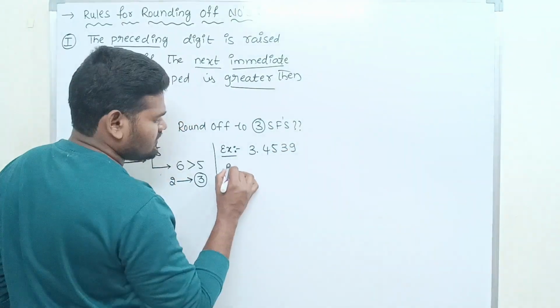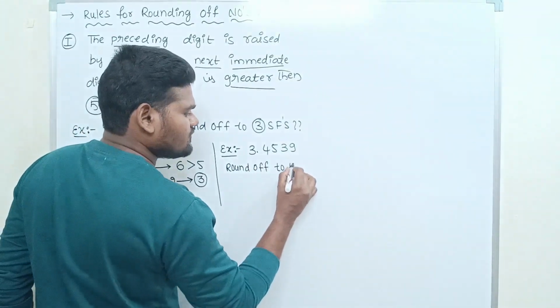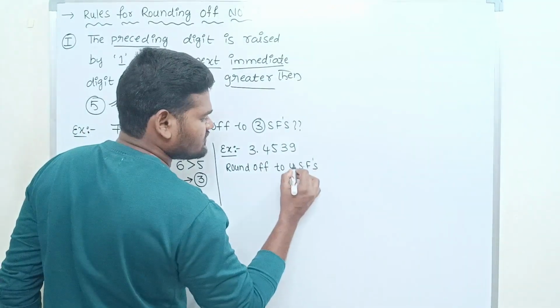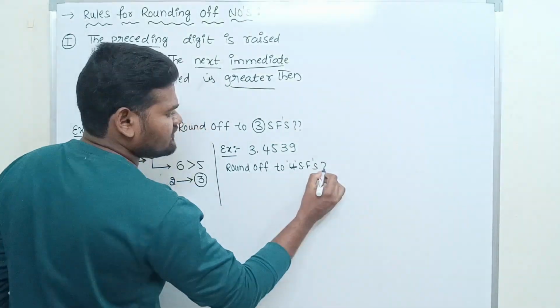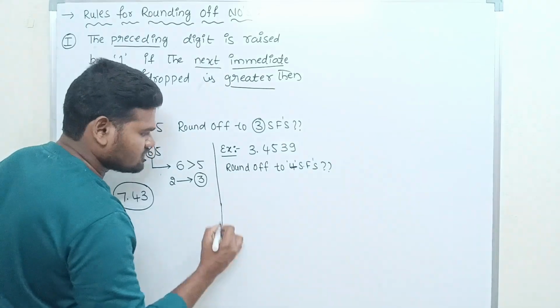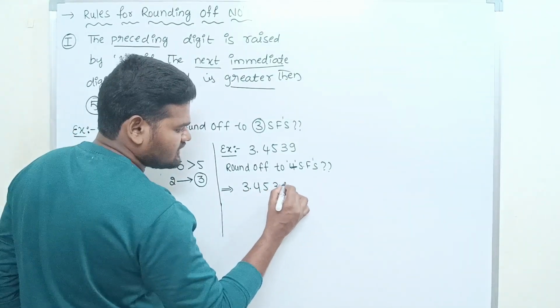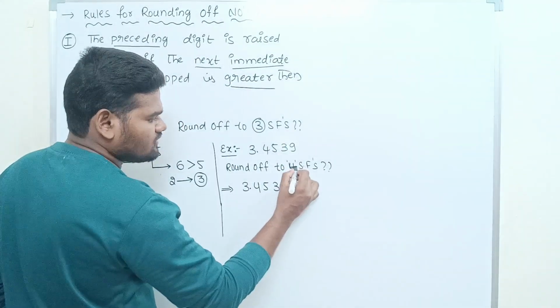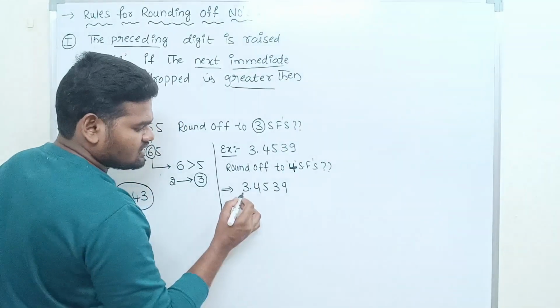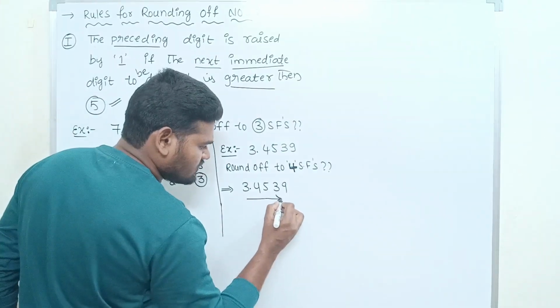3.4539, round up to four significant figures. So this is the question. What do we have to do? The given number is 3.4539. We have to round up to four significant figures. So 1, 2, 3, 4. Up to 3 we have to round up.